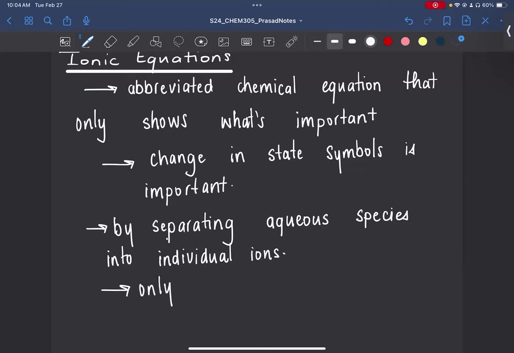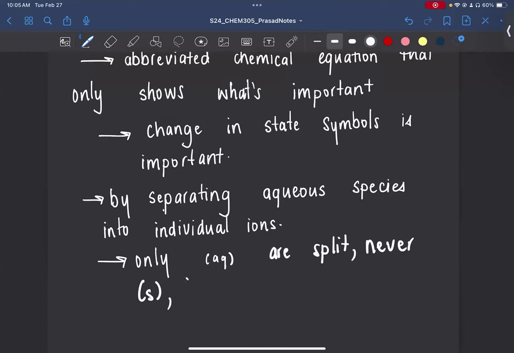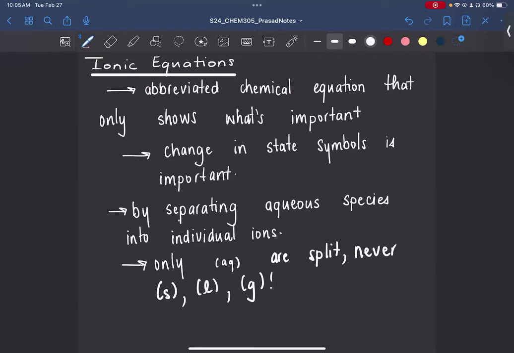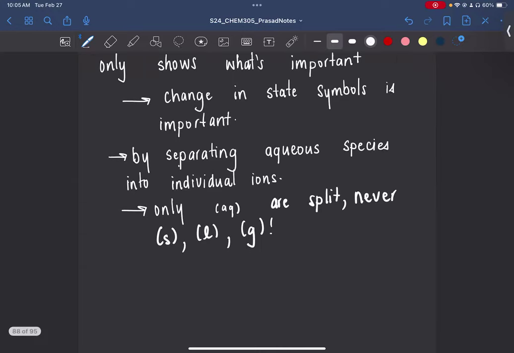In general, only aqueous species are split, never solid, never liquid, and never gas. So the only time you need to separate a species is if the species or molecule is aqueous. And of course, we know now how to identify a molecule as aqueous or not. So let's see what an ionic equation actually looks like.